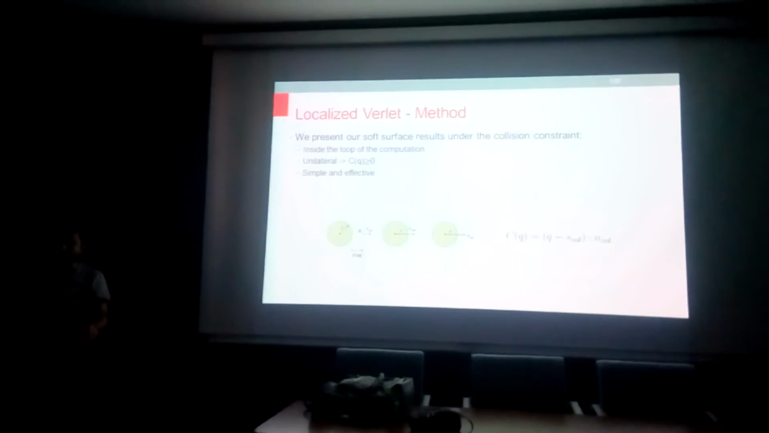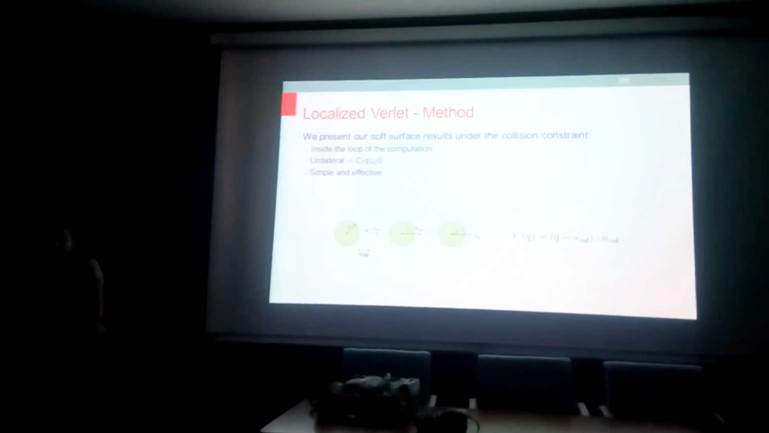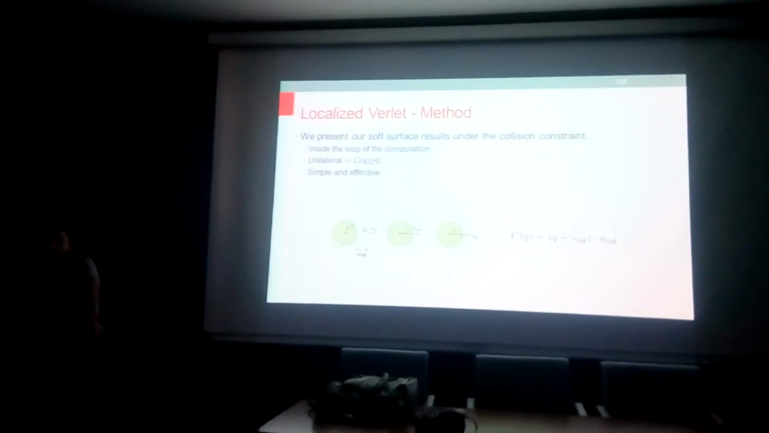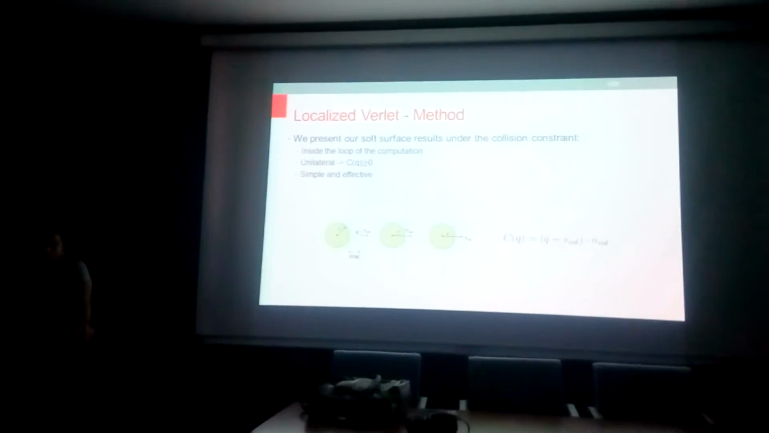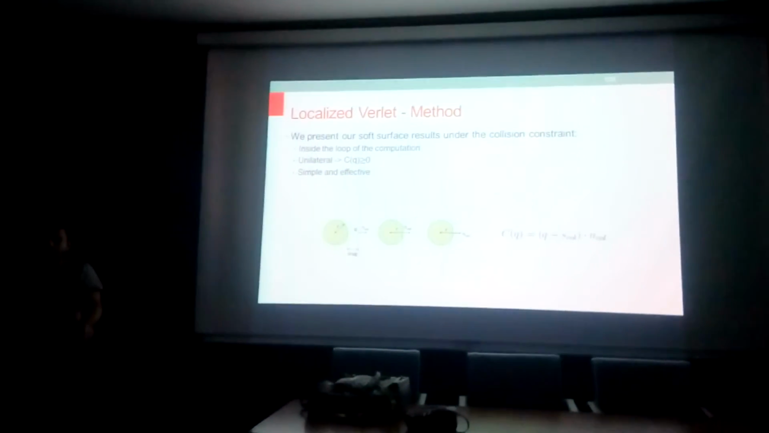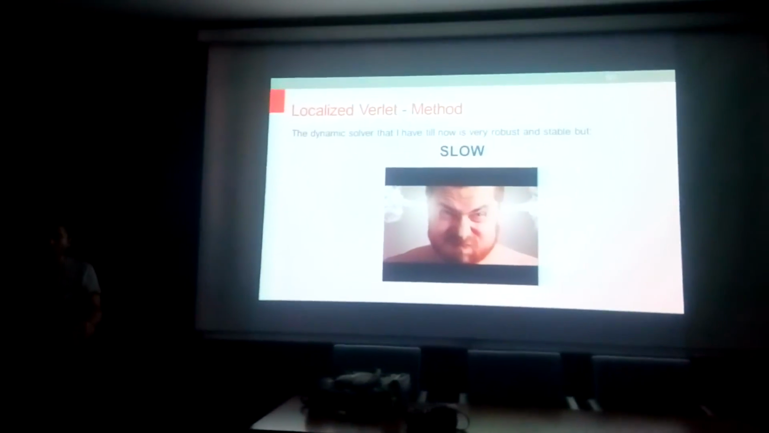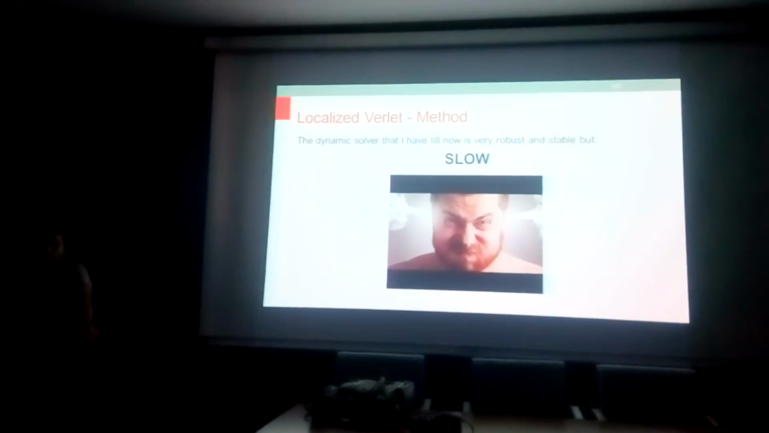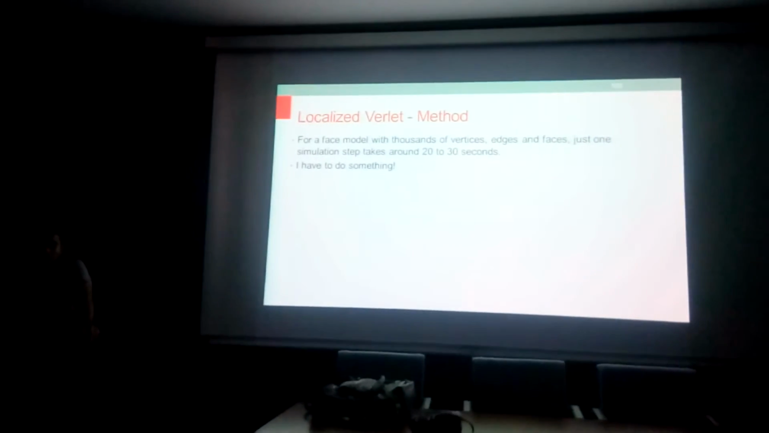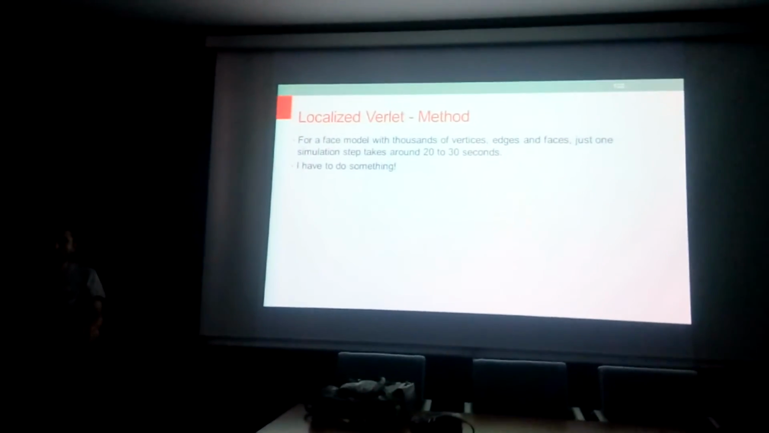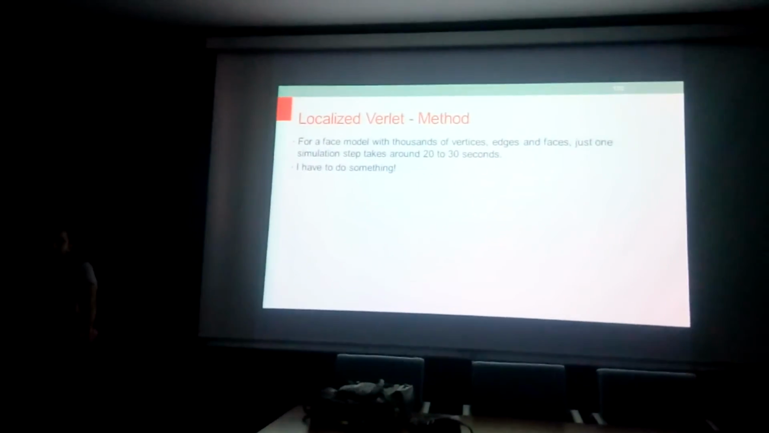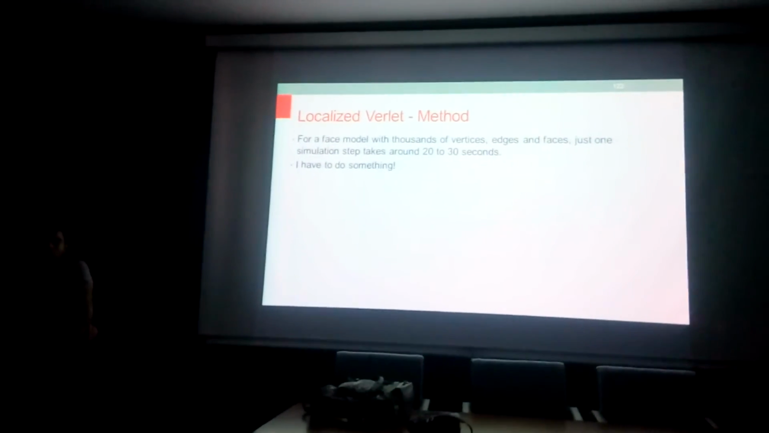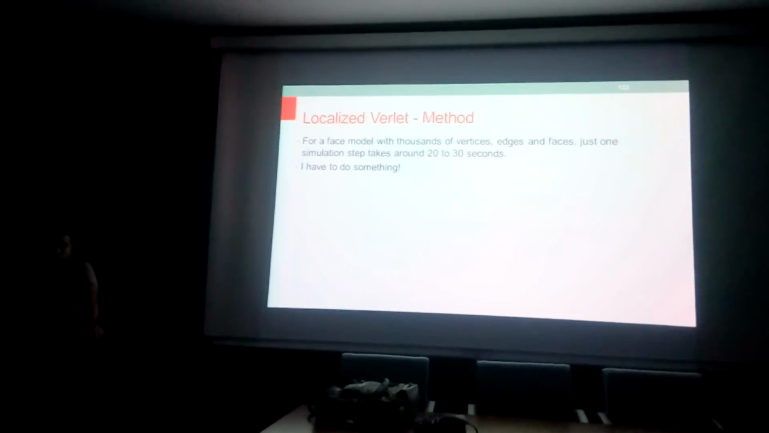We present our soft surface results under the collision constraint, which is also computed within the computation rule. It is unilateral, straightforward, and effective in terms of rapid results. The dynamic solver that I have till now is very robust and stable, but very slow. For a face model with thousands of vertices, edges, and faces, just one simulation step takes around 20 to 30 seconds. So I have to do something.